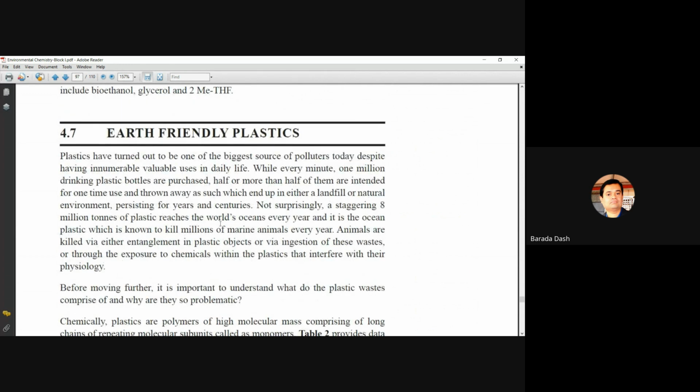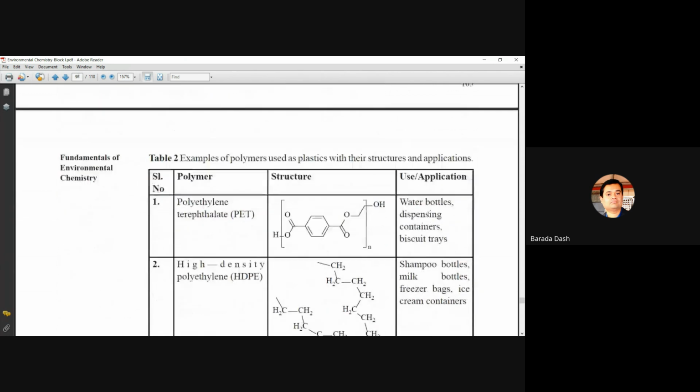Next is earth-friendly plastics. What are earth-friendly plastics? Those are biodegradable plastics. Any plastic like the polythenes that you use is not biodegradable, so that means it is not earth-friendly plastic. Earth-friendly plastics means plastics which are biodegradable.